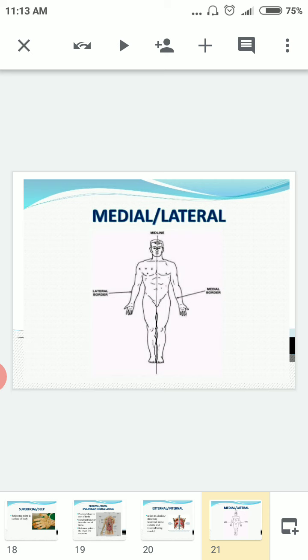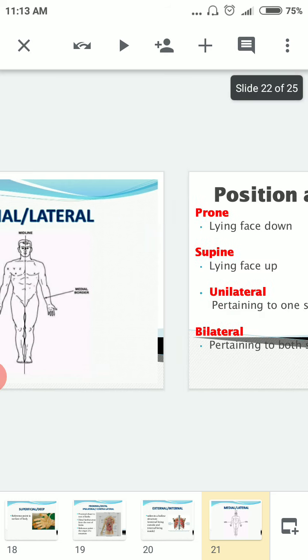If you know the bones in the front of the forearm, there are two bones, one called the radius and one called the ulna. The ulna bone we call medial, whereas the radial bone is lateral in its position. So we call it medial and lateral.